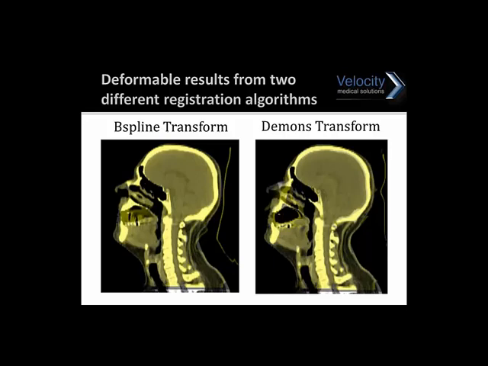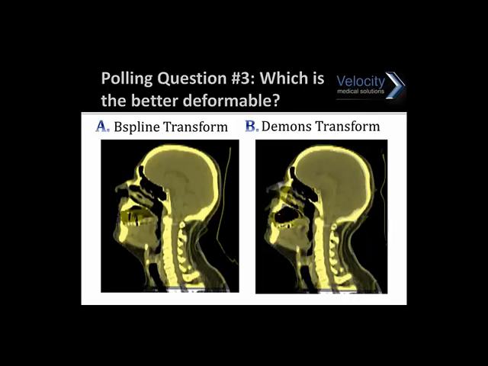Okay, and we have 75% that say B-spline and 25% that say Demons. And this is why this is a great question, because it really could go either way. I would maybe lean towards the B-spline, but it's hard to say because visually they both look pretty good for the most part. But where you can see the difference is once you show the warp map. And the warp reveals to you where that deformable algorithm moved those voxels to.